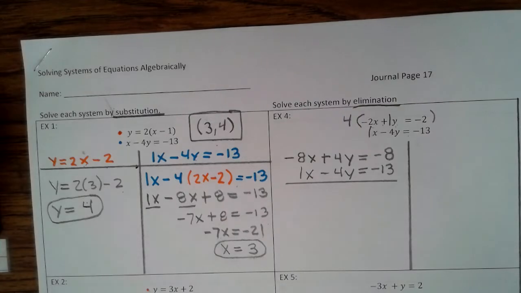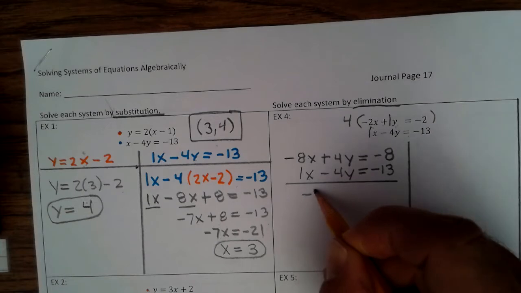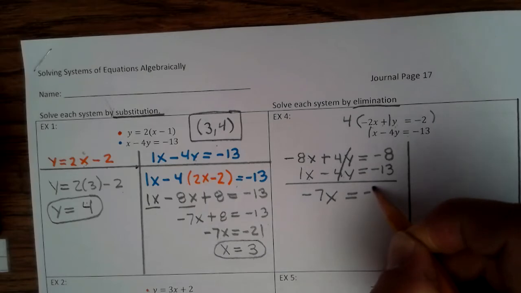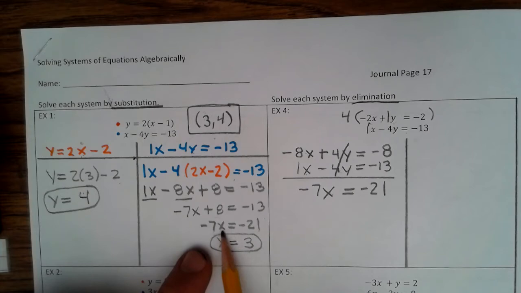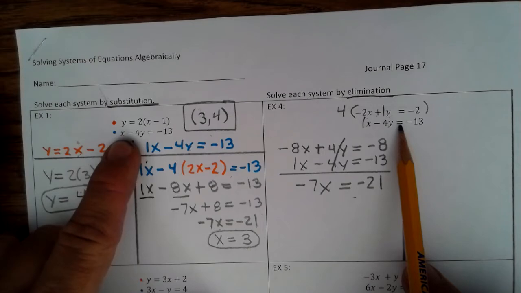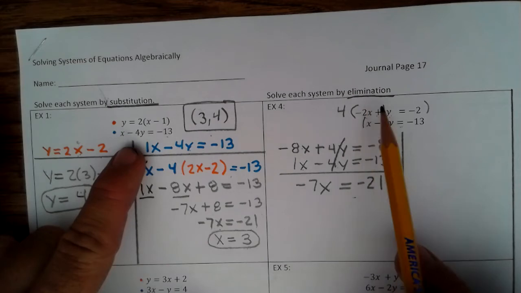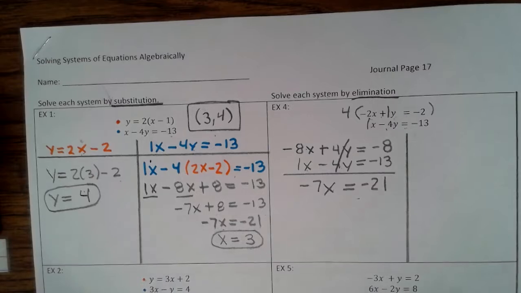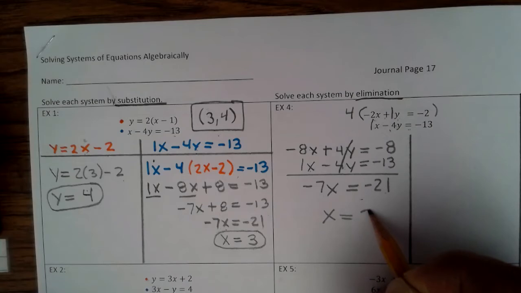Okay? Well, -8x and x is -7x. 4y and -4y cancel. You're left with -21. Now, I want you to notice that this is not accidental, that on example 1, -7x equals -21, because example 1 and example 4 are the same equations. I'm showing you in example 1 how to solve by substitution. I'm using the same equations in example 4 to show you how you can solve the same equations with elimination. We divide both sides by -7, so x equals 3.